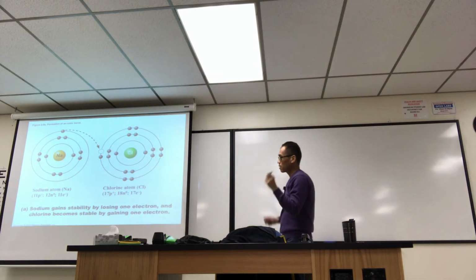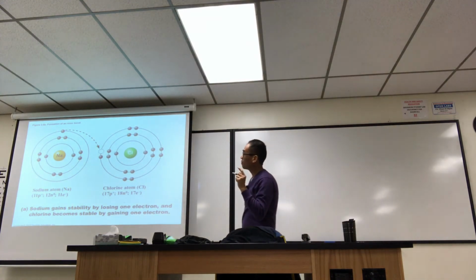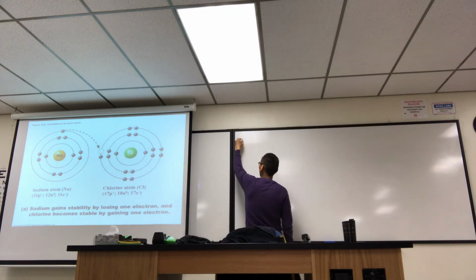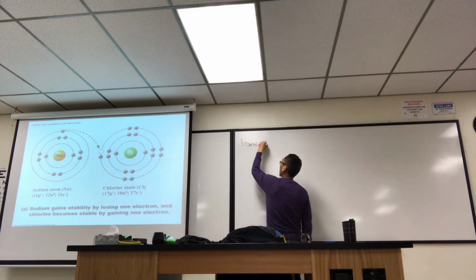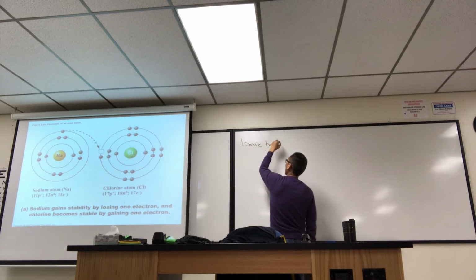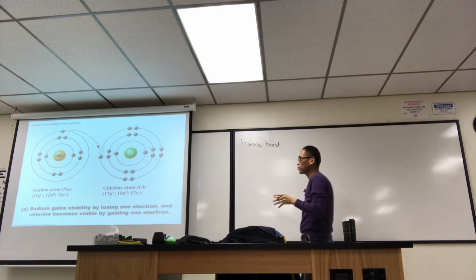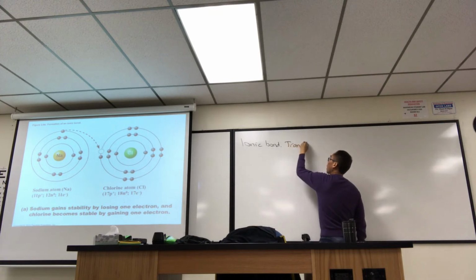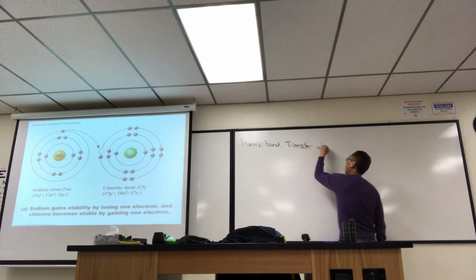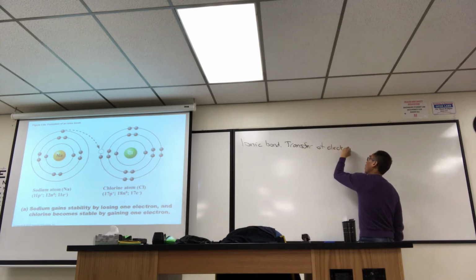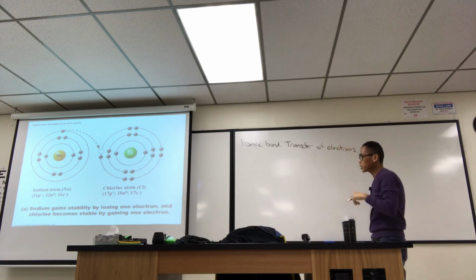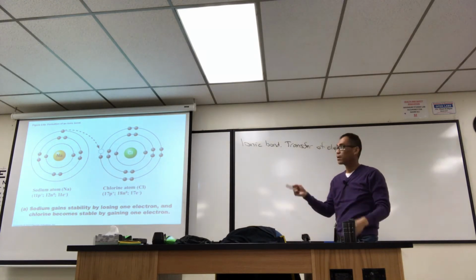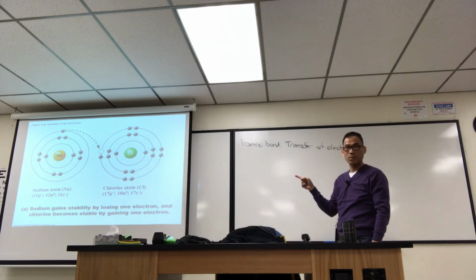Okay. This is an ionic bonding review. An ionic bond involves the transfer of electrons, and the resulting ions have an attraction. That's the bond. And they give the good old sodium chloride as an example.